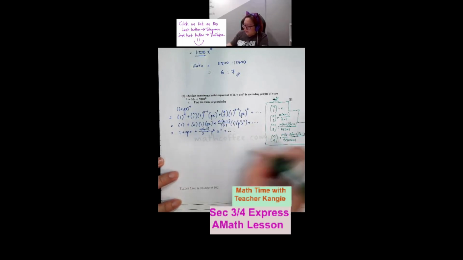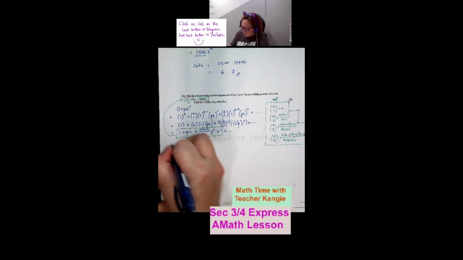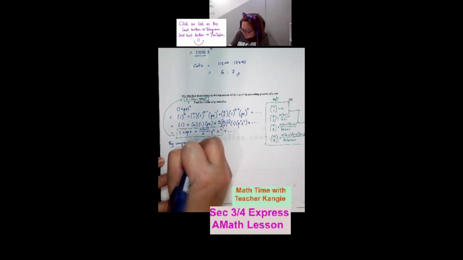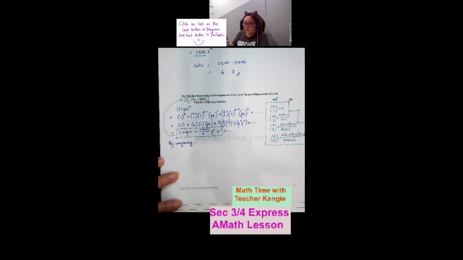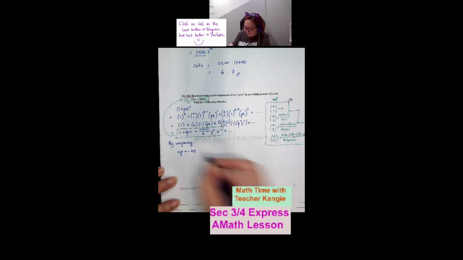Okay, so now you look at this one, compare with this. So you will say, okay, by comparing, 1 and 1 is of course the same for this case. Okay, so it means that my np is actually negative 45. So you will say, okay, my np is equal to negative 45.